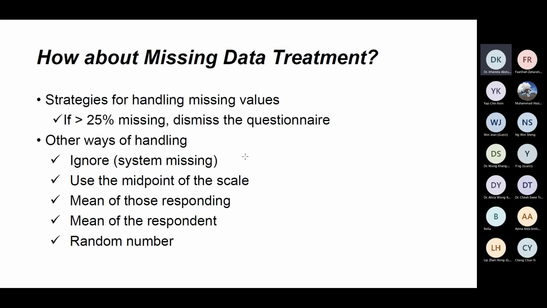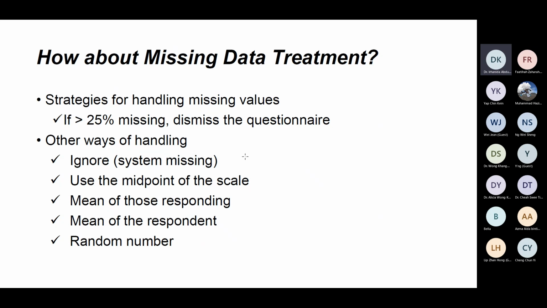Next, how about missing data treatment? We already keyed in all the data, and we notice that there are many columns that our respondents did not answer. What we are going to do is, our data is still usable. According to Uma Sekaran, one of the famous quantitative research authors, if a questionnaire has 25% missing, we had better dismiss the questionnaire. So if more than 25% is missing, dismiss the questionnaire.